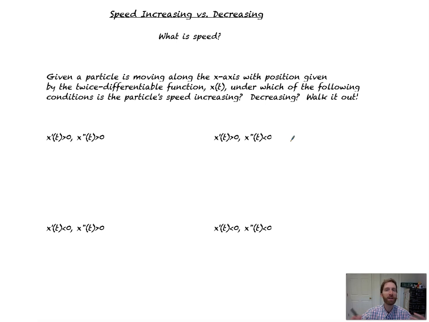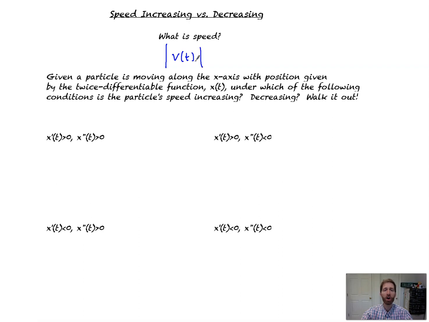All right, well, now that we have been rocking the second derivative and how it affects our original function, it's time to talk about speed. What is speed and how do we know if speed's increasing or decreasing? So speed is the absolute value of velocity. Think of it this way.